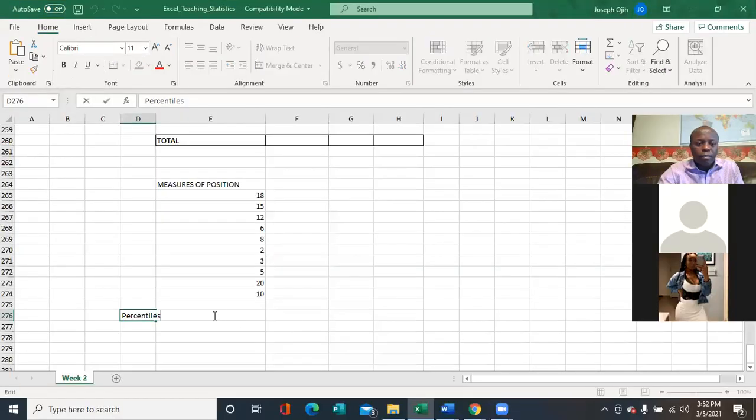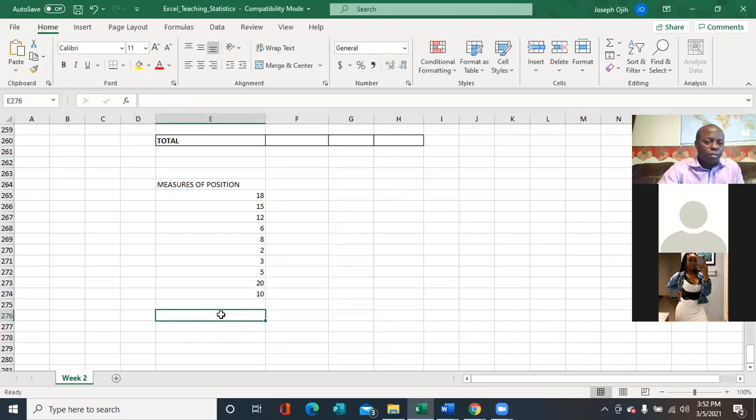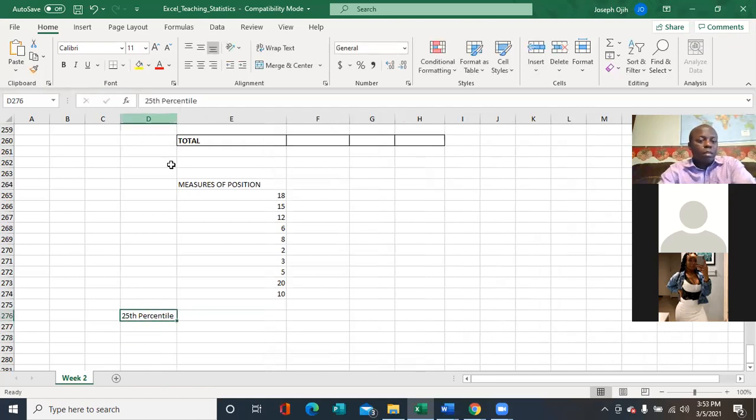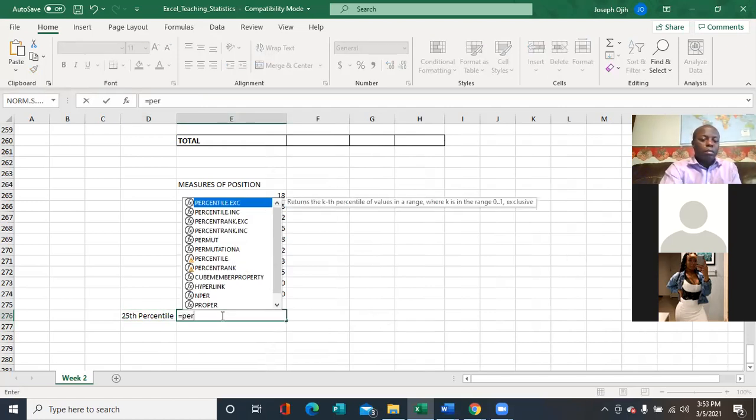25th percentile, doing this. So that's the 25th percentile. Make it equal PERCENTILE. You can see that it will come out as PERCENTILE.EXC.